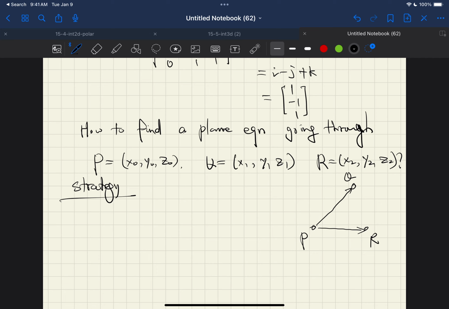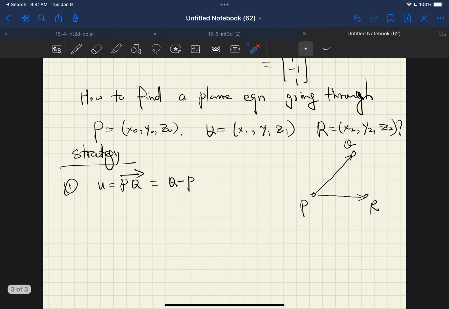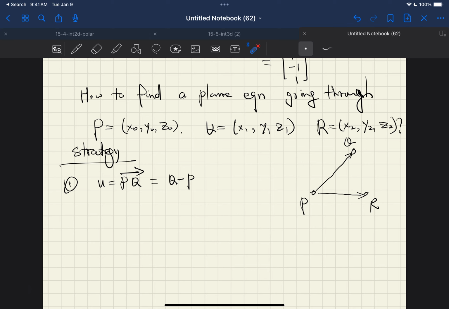First you want to find U equals PQ, starting from P going to Q, which is basically Q minus P. So Q minus P is just these three numbers minus these three numbers component-wise. And you also want to write V, so this is U, this is V. V is PR, so R minus P. So given 3 points, it's not hard to find U and V by just subtracting from each other.